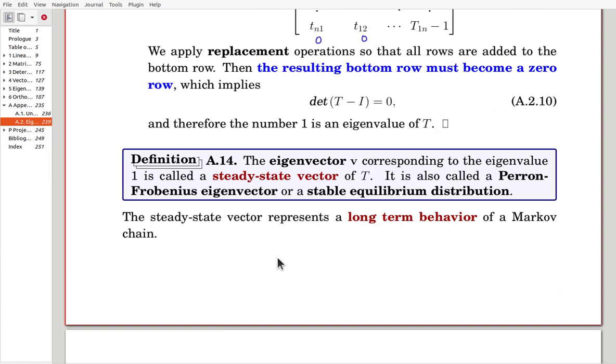The eigenvector V corresponding to the eigenvalue 1 is called a steady state vector of T, and it is also called a Perron-Frobenius eigenvector or stable equilibrium distribution. The steady state vector represents the long-term behavior of a Markov chain, and long-term behavior is one of the most interesting aspects of Markov chains.